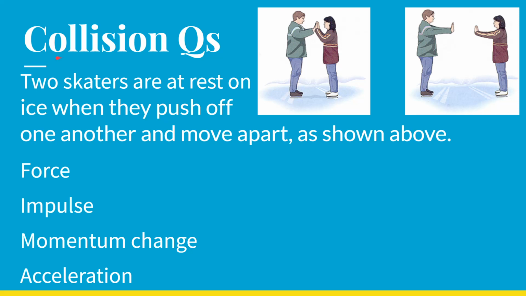It says two skaters are at rest on ice when they push off one another and move apart as shown above. If you were to try this, that's exactly what would happen. If you push off of another person, you will both slide away from each other if you're on ice. And so we're going to do the same thing. We're going to talk about the forces on the man versus the woman, the impulses on the man versus the woman, the change in momentum, and the acceleration.